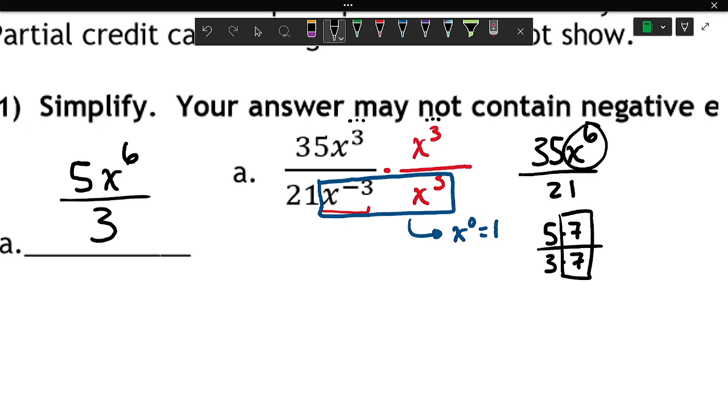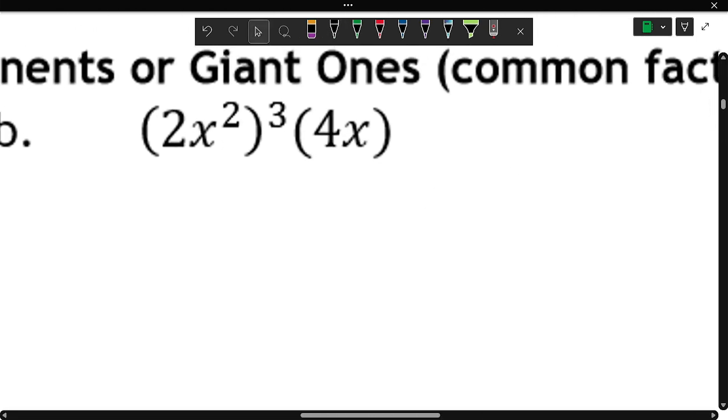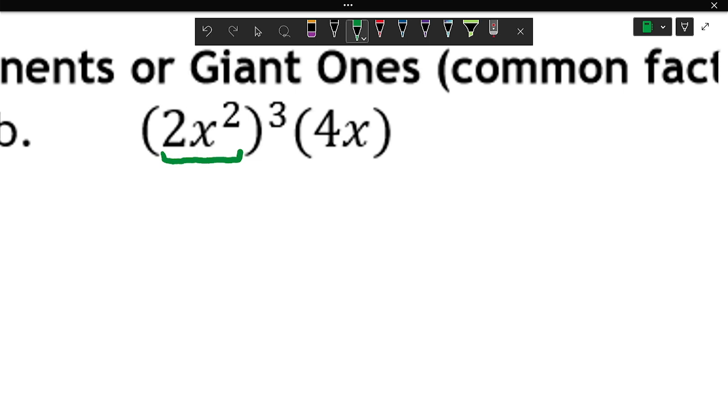Okay, let's go to part B. Same question, question 1, part B. Okay, so on this one, first things first, I observed that some of us think that the 2 is being squared in this expression. And let's be real clear, that is not 2 being squared. That's just 2 times an x times another x. That's 2x squared.